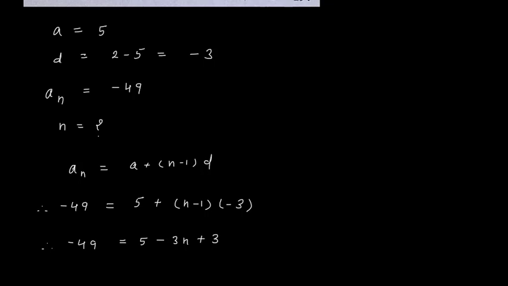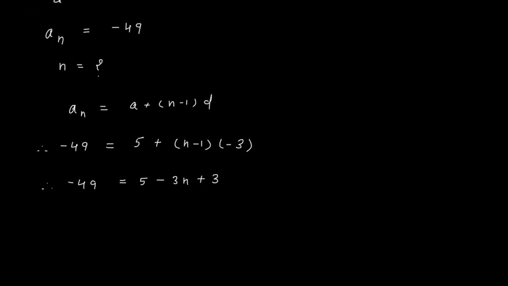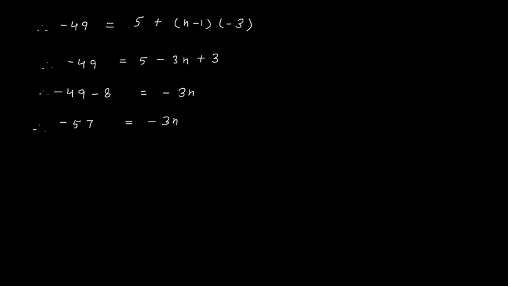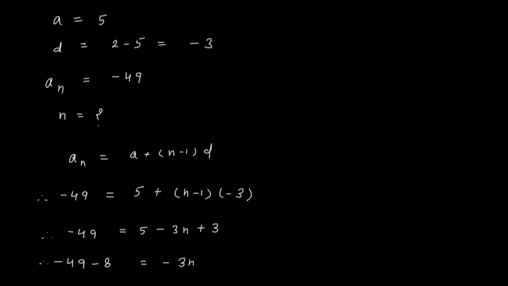5 plus 3 is 8. So that 8 I will bring on this left side. So minus 49 minus 8 is equals to minus 3n. This is minus 49. Okay. So minus 57, you get minus 57 is equals to minus 3n, and therefore the value of n, we will say that therefore n is equals to minus 57 divided by minus 3. Minus minus will cancel, 3 1s are 3, 3 2s are 27, 3 9s are 27. So the value of n we get as 19. Simple.